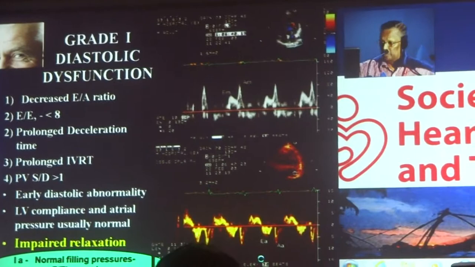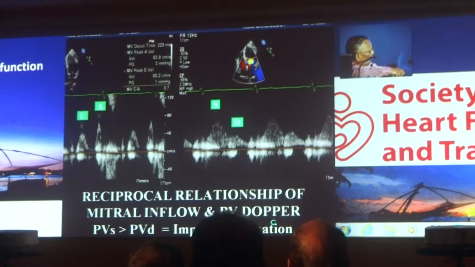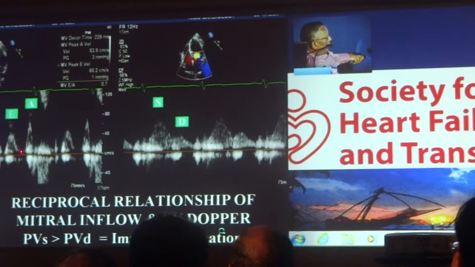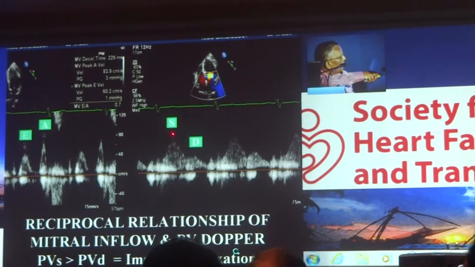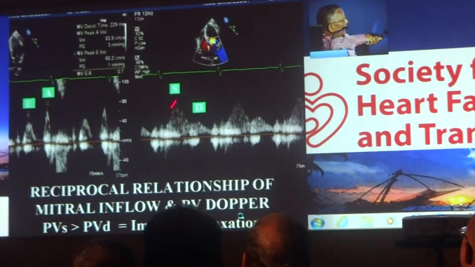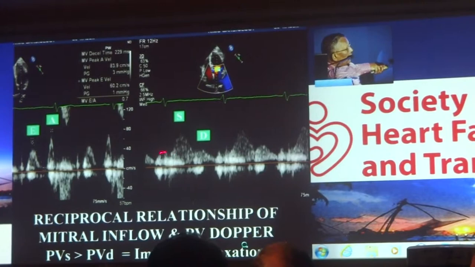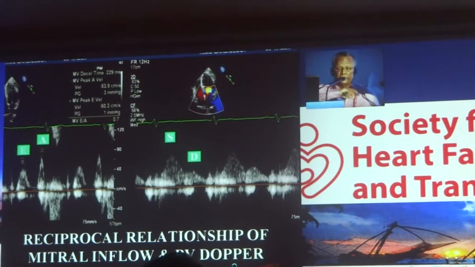But these are patients in whom you may find a reciprocal relationship of mitral inflow and pulmonary venous Doppler. You find the mitral flow pattern showing abnormality, but the reverse pattern in the pulmonary venous Doppler could be seen. The S wave, the systolic filling wave, is more prominent than the diastolic filling wave. A mirror image of this diastolic pattern is seen if you take the whole cardiac cycle. The systolic becomes more prominent than the diastolic.